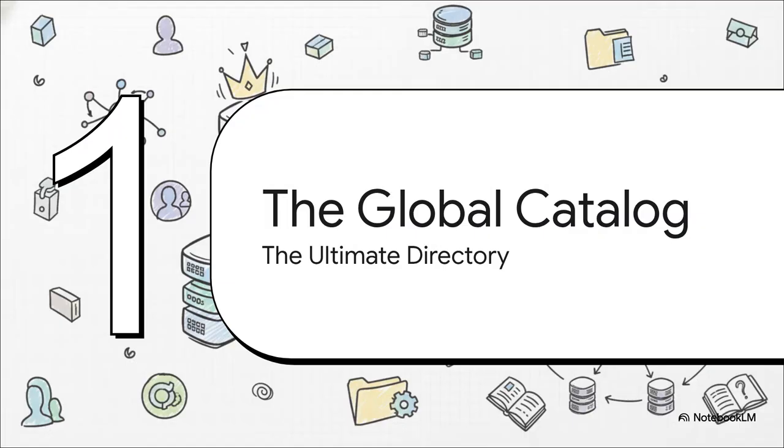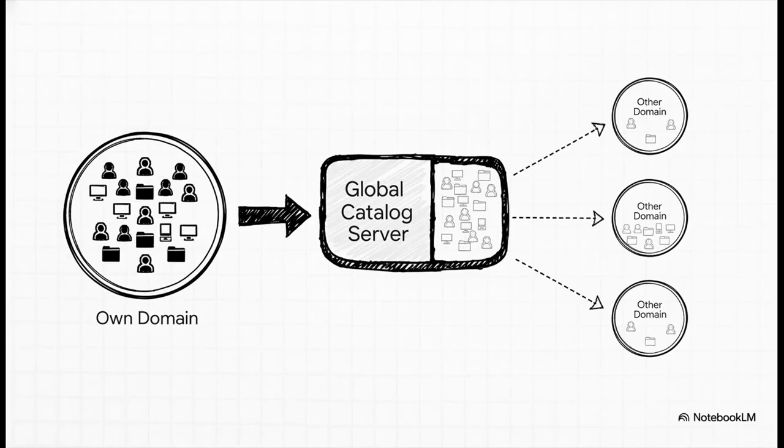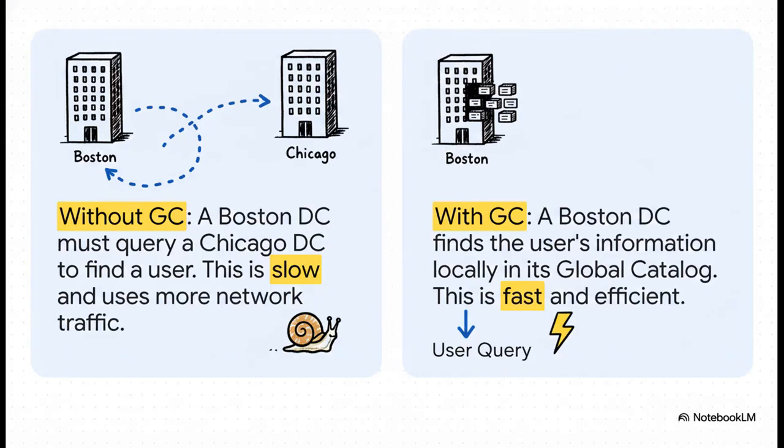Okay, we've covered our 5 specialists. Now, let's talk about their incredibly powerful assistant, the key to finding information quickly across the entire company, the global catalog. So, a global catalog server is a special kind of domain controller. It holds a complete writable copy of everything in its own domain, just like any other DC. But, and this is the magic part, it also holds a partial read-only copy of every single object from every other domain in the entire forest. It's like a universal phone book. And this makes all the difference.